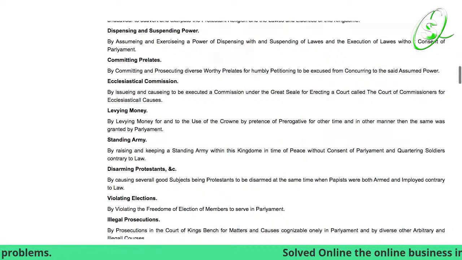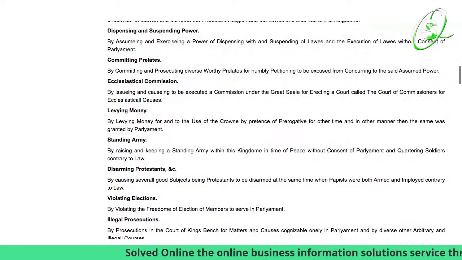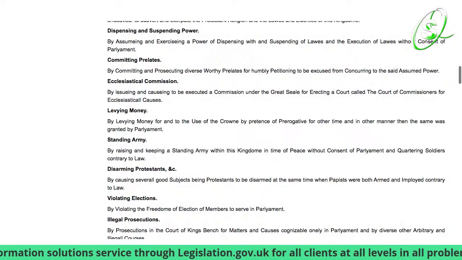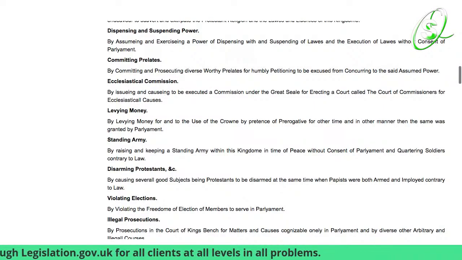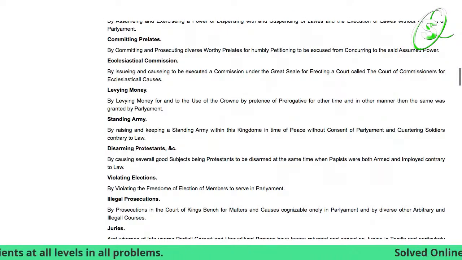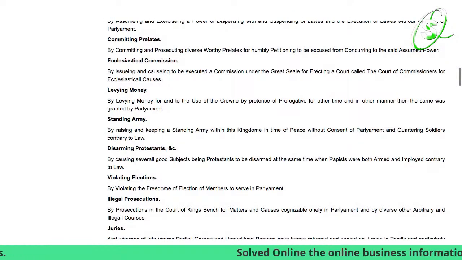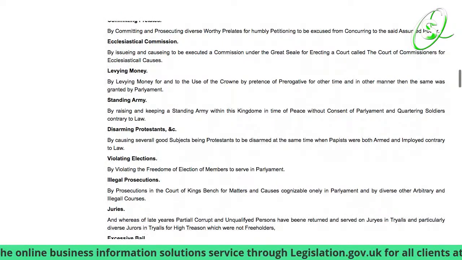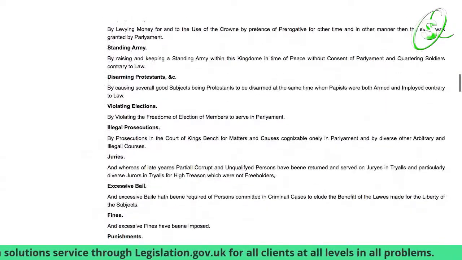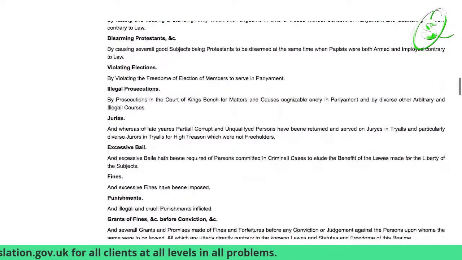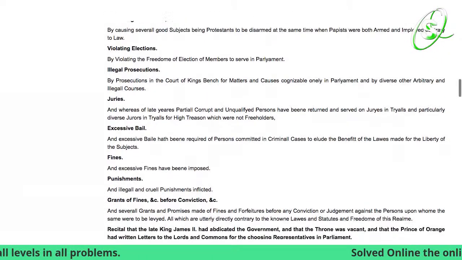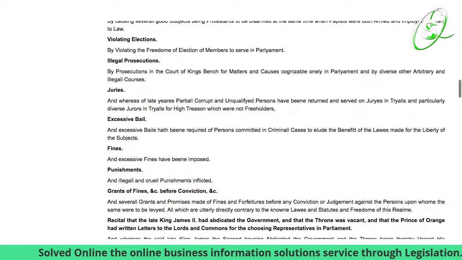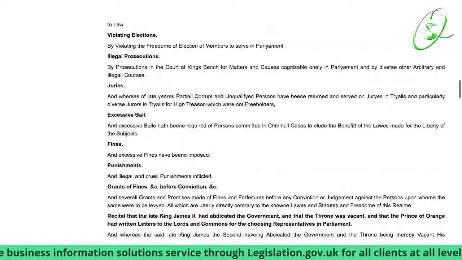Disarming Protestants. So exactly what's going on. Look, exactly what's going on. Coronavirus disarmed all the religious groups. This is what's going on. Look, violating elections. That is America. Illegal prosecutions. Look, everything: juries, excessive bail, excessive fines, punishments, grants of fines before convictions. Everything that's going on is written clearly down, like it's showing you.